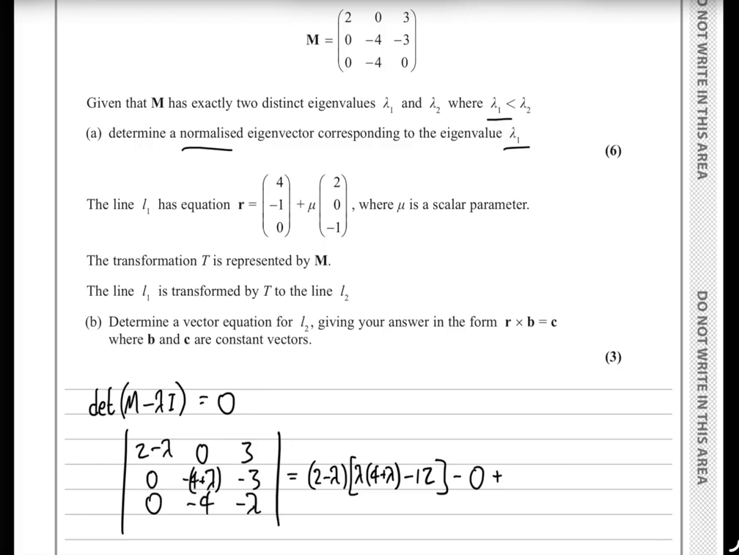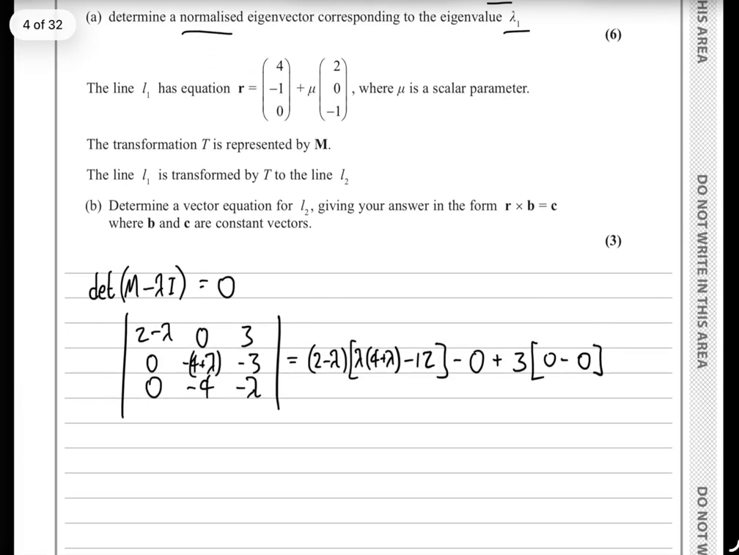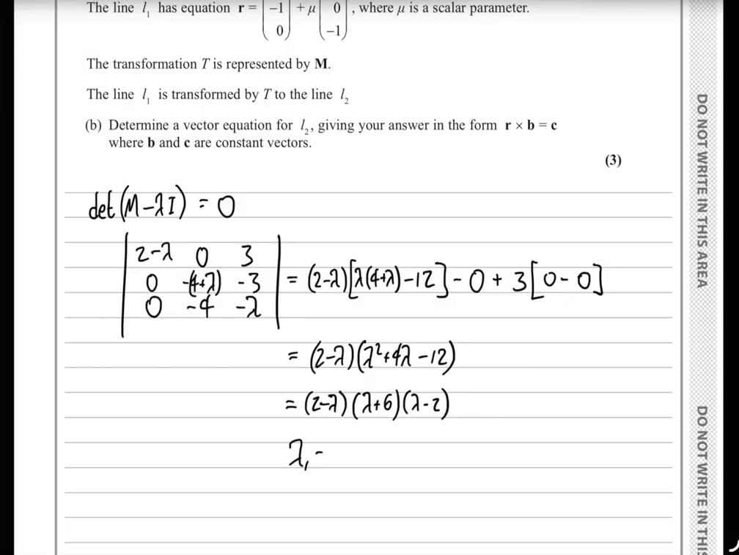And then the third element, 3 on the top row, times by its minor, but that is a 0 minus 0. So we get just the one term here, 2 minus lambda, times 4 lambda plus lambda squared minus 12. I don't like that, lambda squared plus 4 lambda, there we go, and that can factorize. We get plus 6 and minus 2, although they look a little different there, and that gives us lambda is equal to 2 twice, and is equal to minus 6 once.